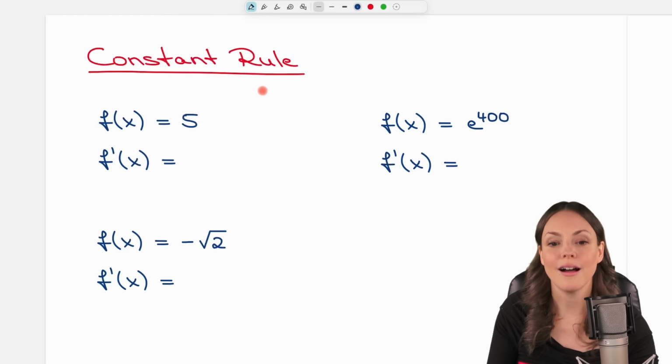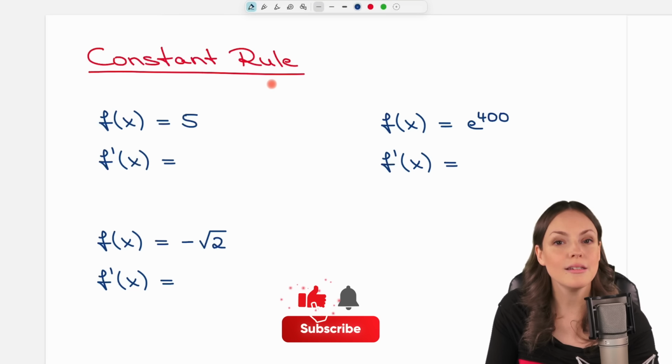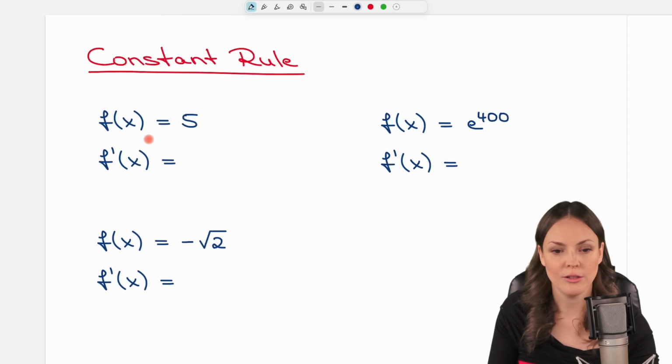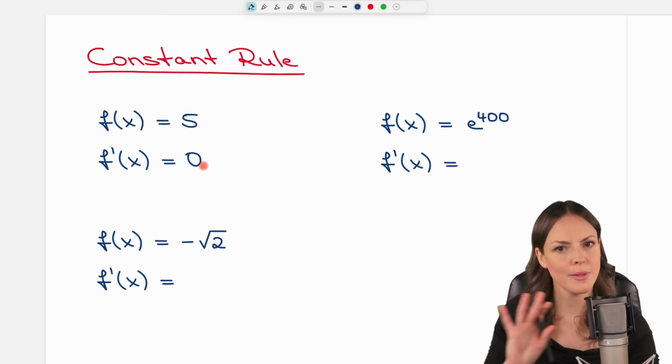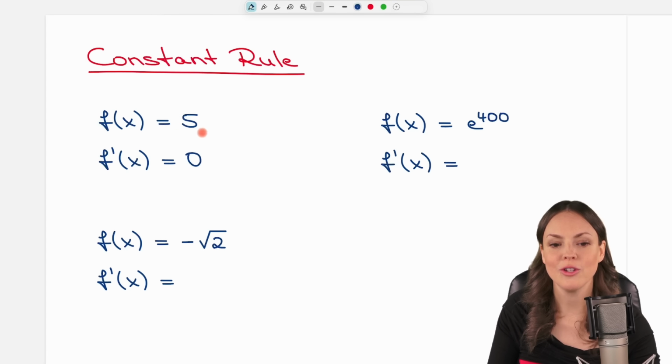Let's start with the constant rule, the easiest rule that we have. So if your function looks like this, f of x equals 5, so just a number, there's no x in here, just a number, then your derivative is always just 0. That's the best case that can happen. So if you have just a number without a variable, your derivative is always 0.